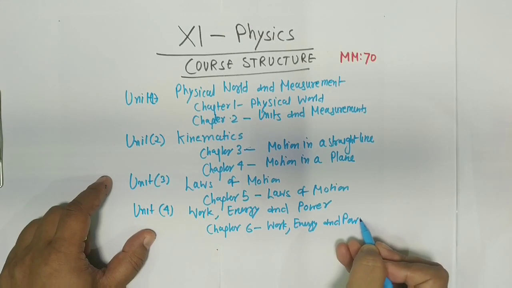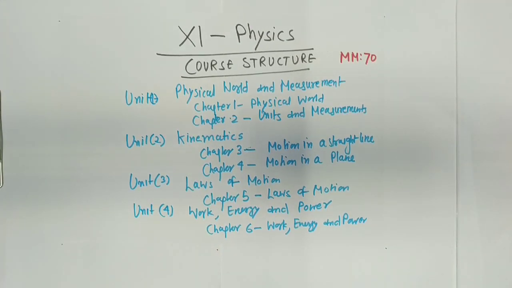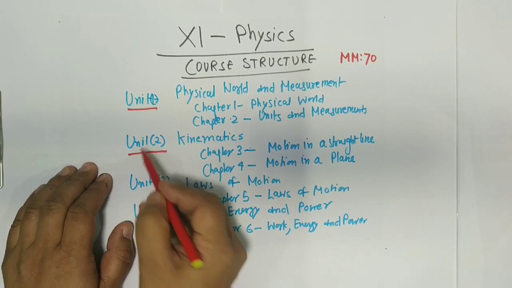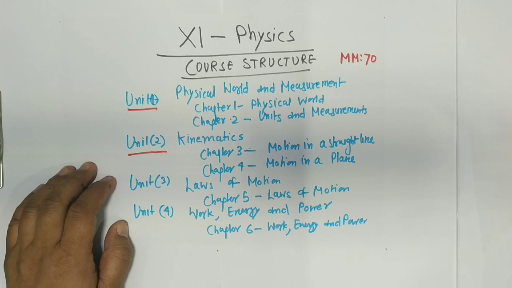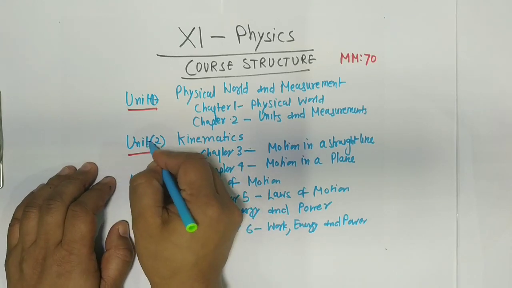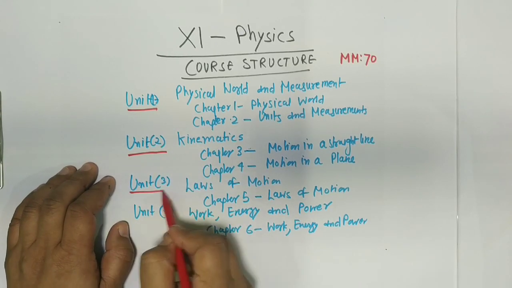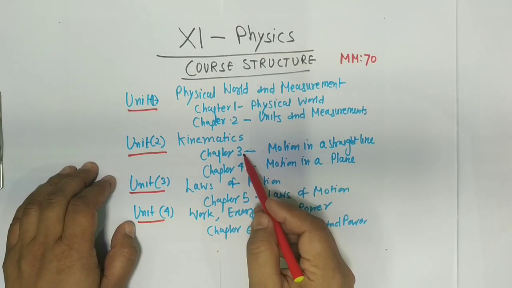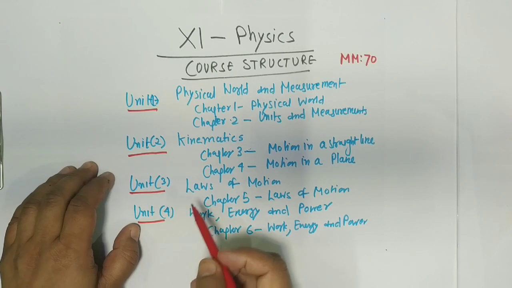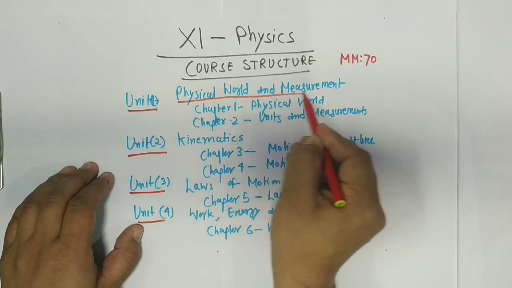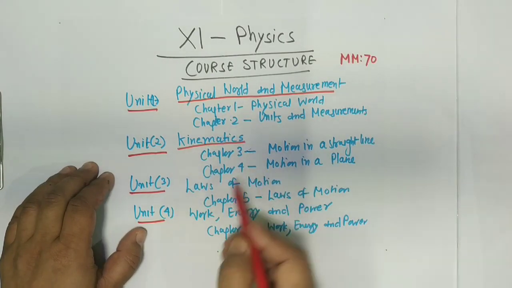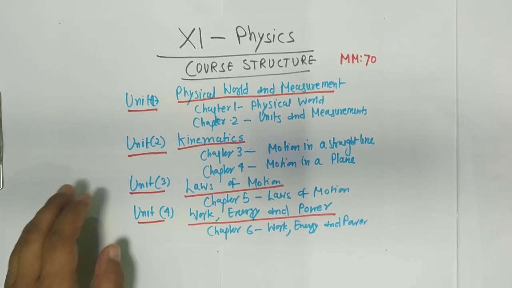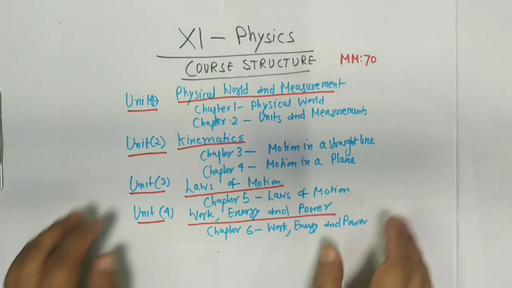So we have units and we have chapters. This is unit 1, unit 2, unit 3, unit 4. Chapters 1 and 2 come in the first unit, chapters 3 and 4 come in the second. The first unit is physical world and measurement, the second is kinematics, the third is laws of motion, and the fourth is work, energy, power.